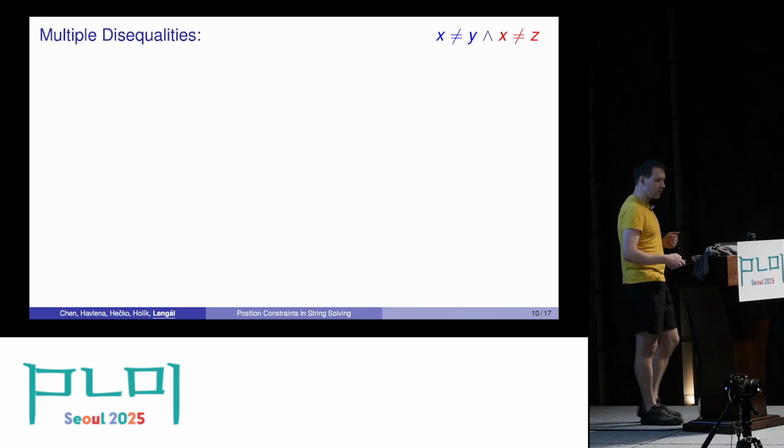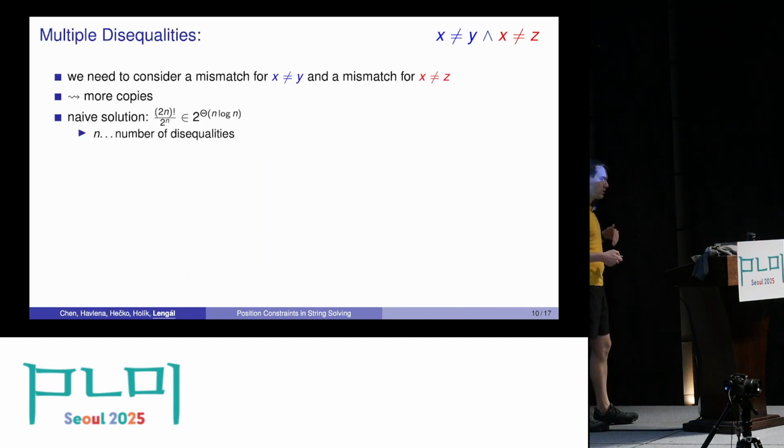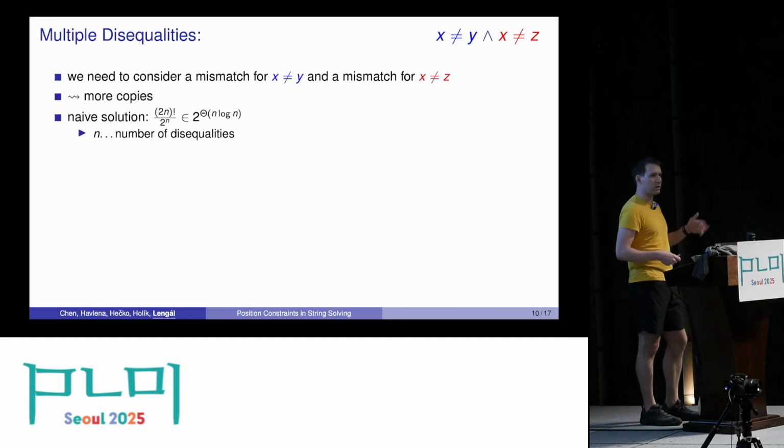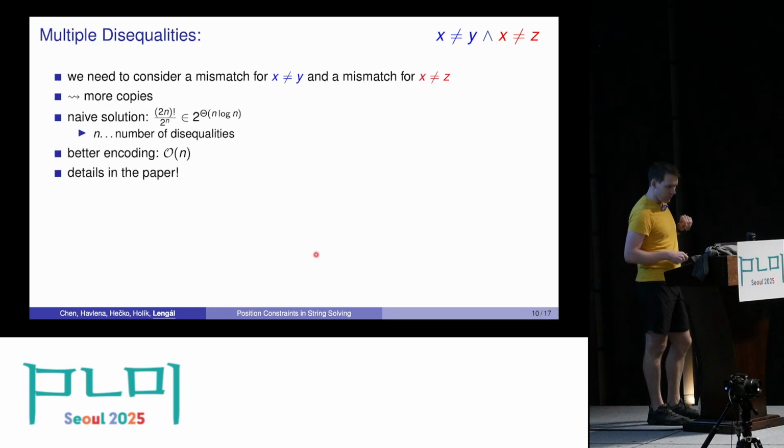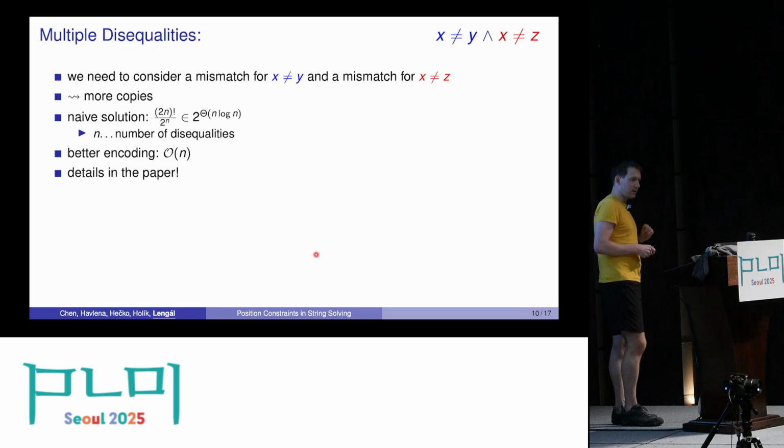For multiple disequalities, this is harder, so I will not go into details. The naive solution is combinatorial, so something bad, but it can be solved in a simpler way, with a linearly increasing size of the formula.